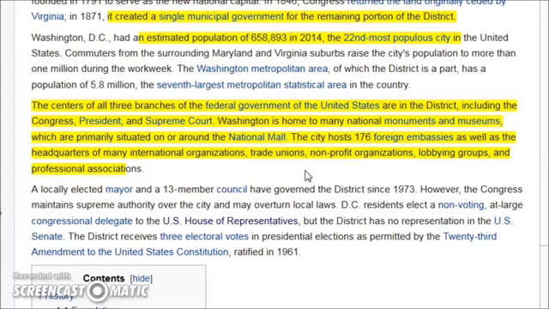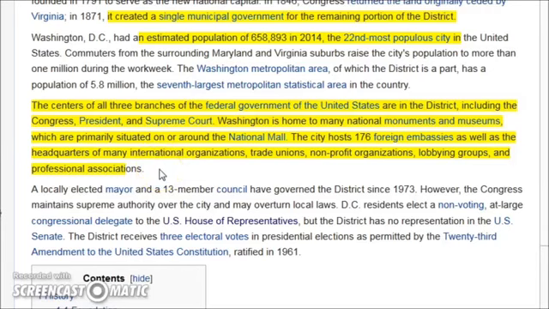Washington is home to many national monuments and museums. The city hosts 176 foreign embassies, as well as headquarters of many international organizations, trade unions, nonprofit organizations, lobbying groups, and professional associations. One of the tricks they pull, for the National Governors Association that's based in Washington, D.C., is all the governors get together and come to a separate city-state called Washington, D.C., and they make all their rules and laws, and they form their lobbyist groups, and then they put on their governor's hats and go back to the United States of America, and they enact their laws in their states. We'll get into that another time.